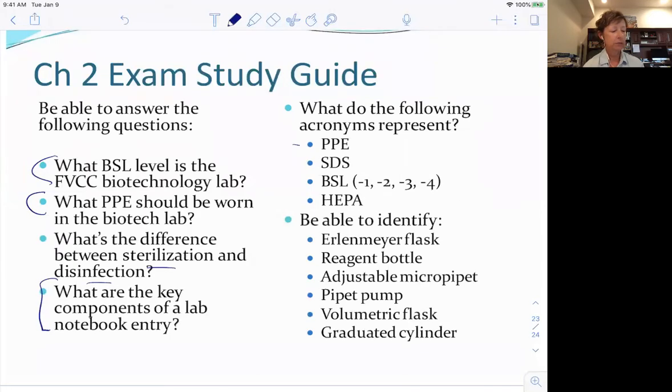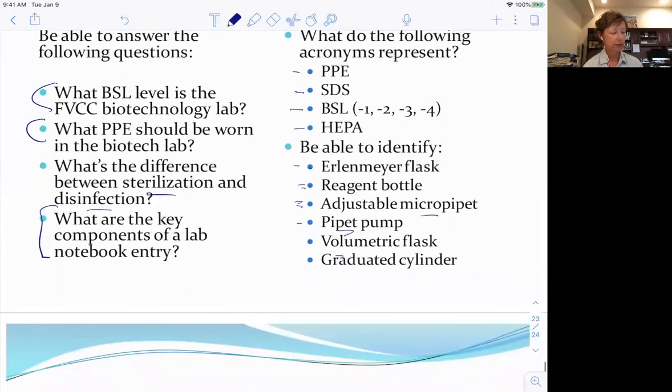And what do these acronyms represent? So the safety data sheets, what are the BSL levels, what does HEPA stand for? And then I'm going to put some pictures in the quiz. And so you need to identify the Erlenmeyer versus reagent bottle versus the micropipettes, pipette pump, and so forth. So I think it shouldn't be too difficult.